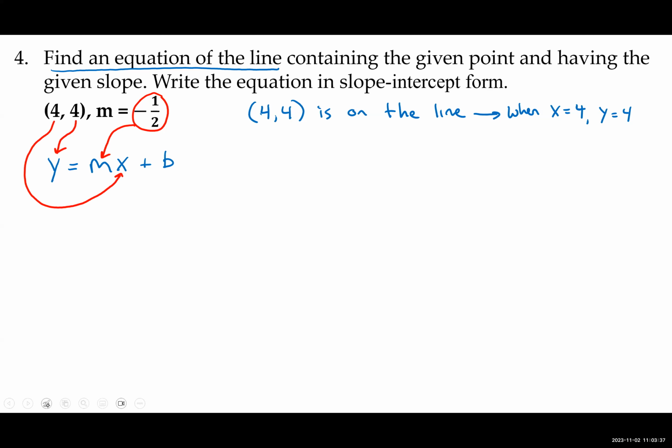So take all the given information. So that becomes 4 is equal to -1/2 times 4 plus b. All right, so we took the y equals mx plus b equation, replaced the x and the y with the 4 and the 4, replaced the m with the -1/2. And now we've only got one letter here. We've got the b. So now we can solve this equation and figure out what is b.